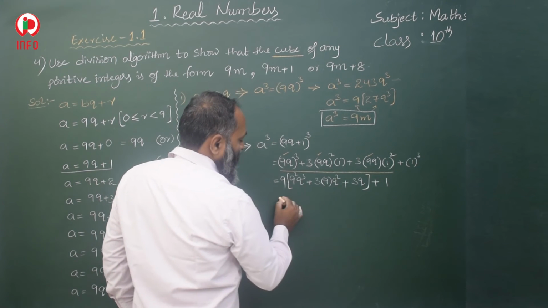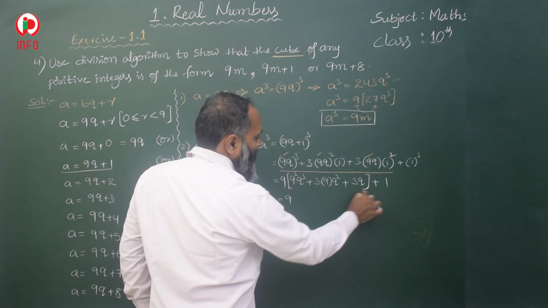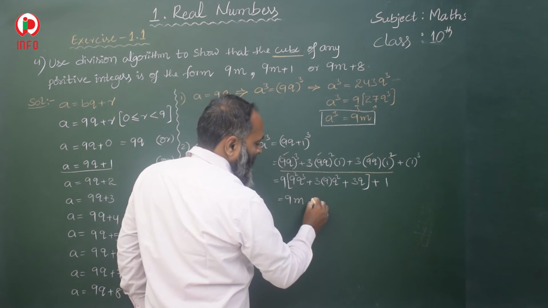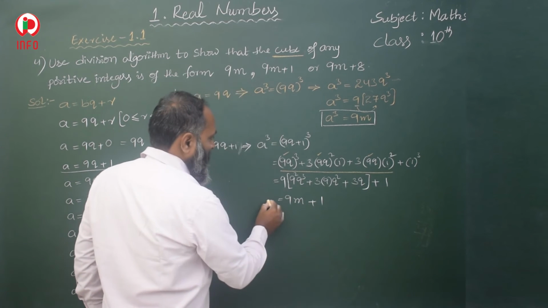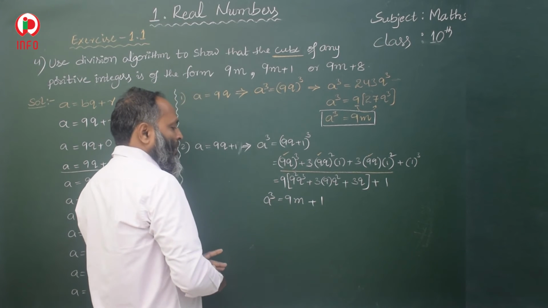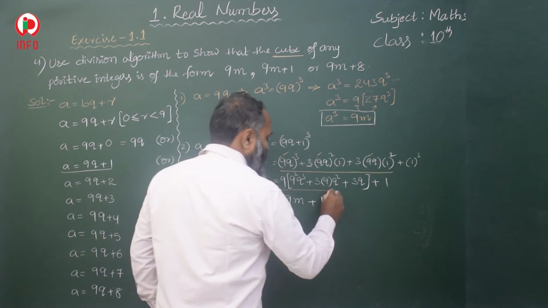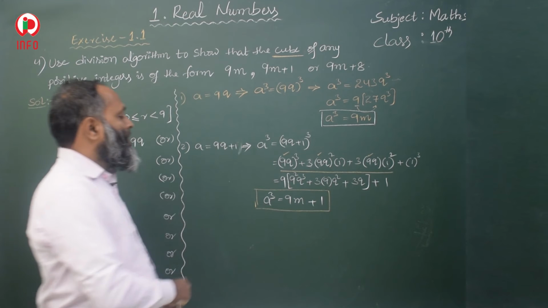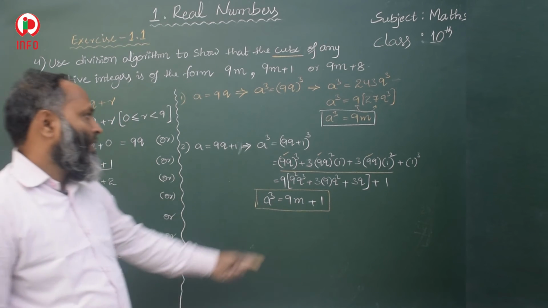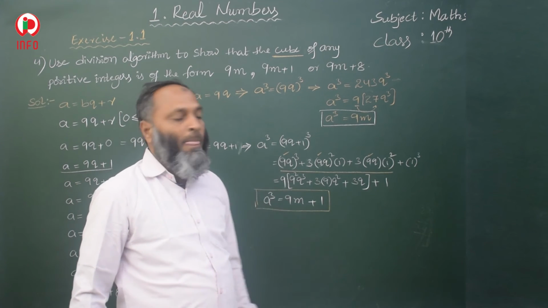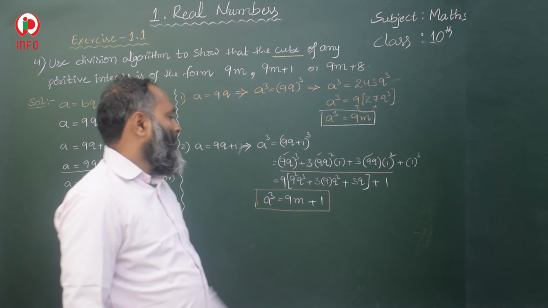9 into m. So till here we should take m: 9m, and this one as it is. A cube is in the form of 9m plus 1. So a cube is equal to 9m plus 1. In the first case a cube is equal to 9m. So in the second case a cube is equal to 9m plus 1.